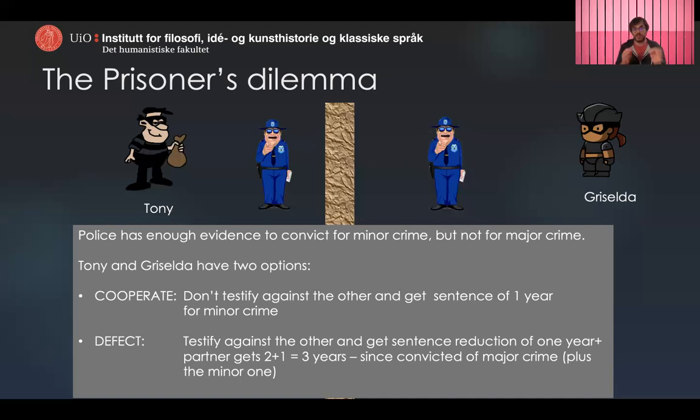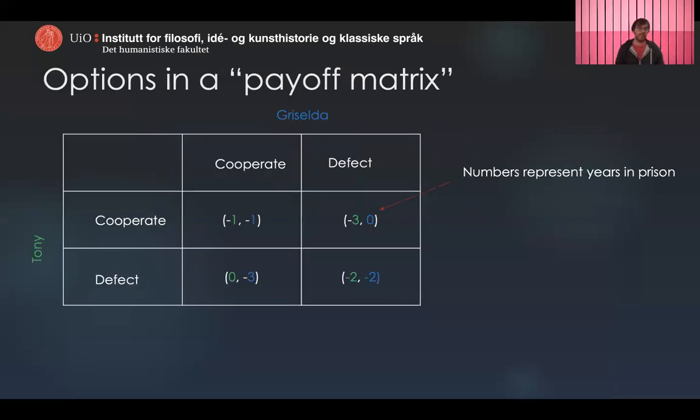Okay, so now we look at this from the strategic point of view, what the options are. And that's often put in a so-called payoff matrix. Okay, so it's important to try to understand this kind of matrix, because that is really helping to understand these collective action problems. So we're trying to use this in this simplified example. Okay, so we'll have a 2x2 matrix where there are these two characters, Tony and Griselda. Tony's actions are on the two rows, and Griselda's actions are described in the two columns. Okay, so Tony can cooperate or defect, and Griselda can cooperate or defect.